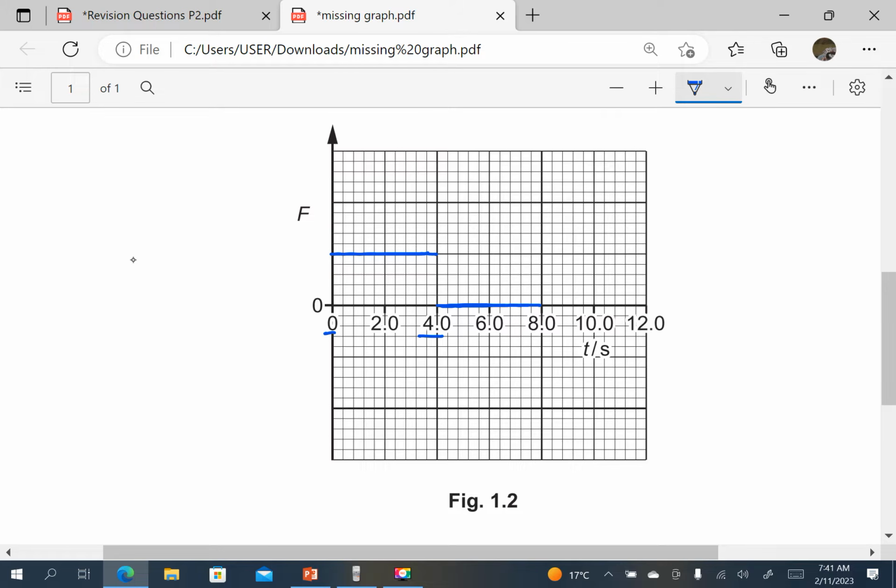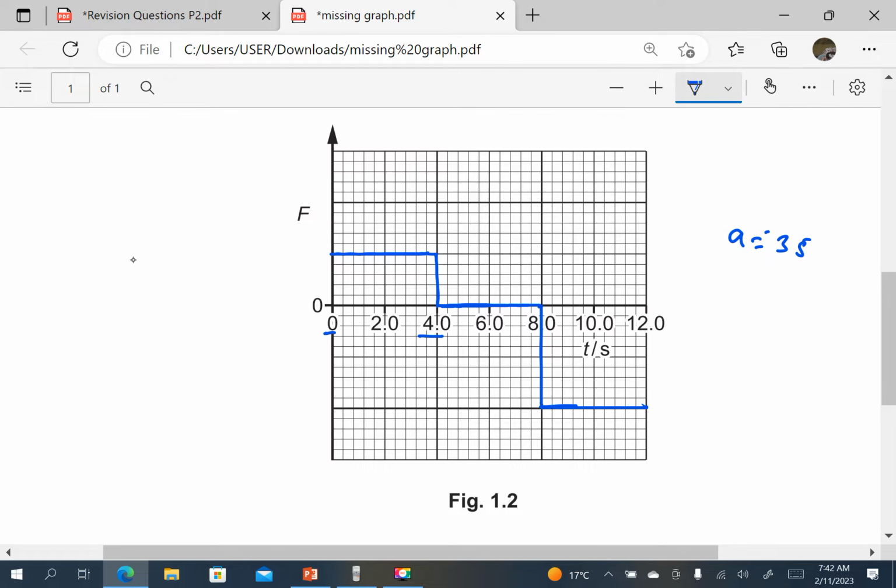And from t equals 8 to t equals 12, we have seen that the force was constant because the acceleration was constant, but the acceleration was negative. So the force must be in the opposite direction because the acceleration was negative, and the acceleration was actually 0.35, which was twice the first acceleration. That means the second force is going to be twice the first value of force that we have indicated. So the graph would be here. This is the graph that we are expected to be able to draw.